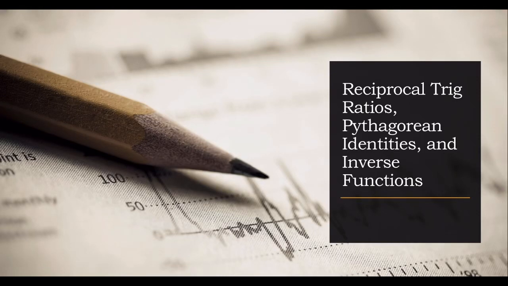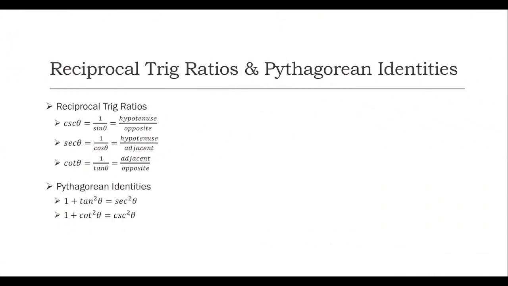Welcome to the video on reciprocal trig ratios, Pythagorean identities, and inverse functions. So first we'll have our reciprocal trig ratios and Pythagorean identities. We've kind of touched on these reciprocal trig ratios before. So our cosecant of theta is 1 over sine. So it's the reciprocal of sine.